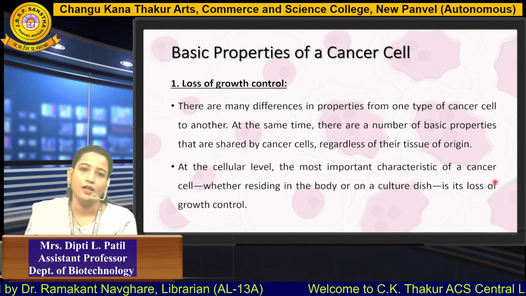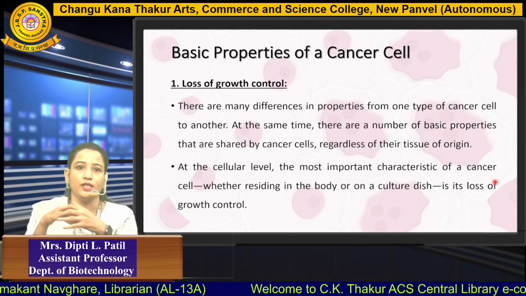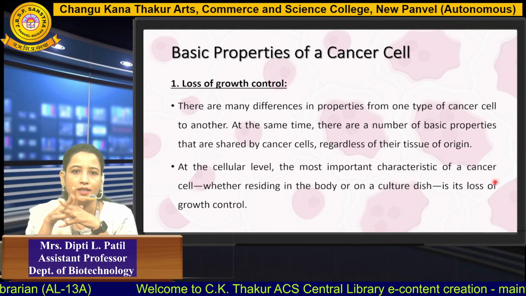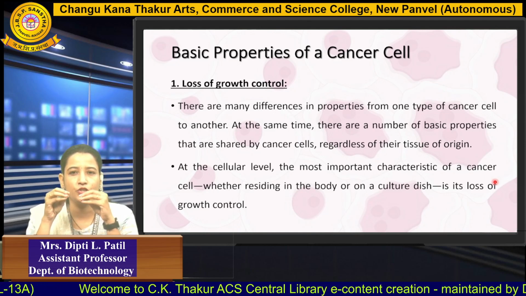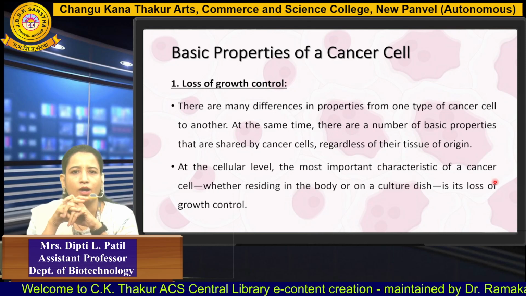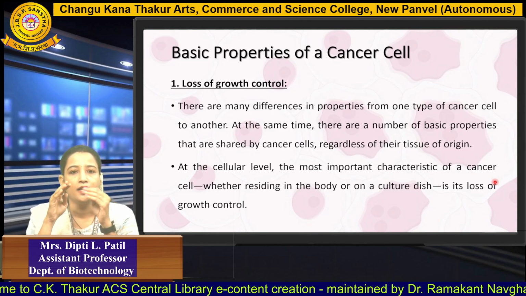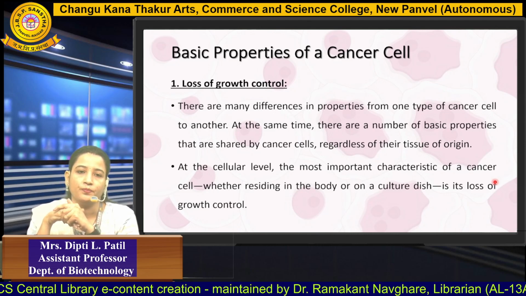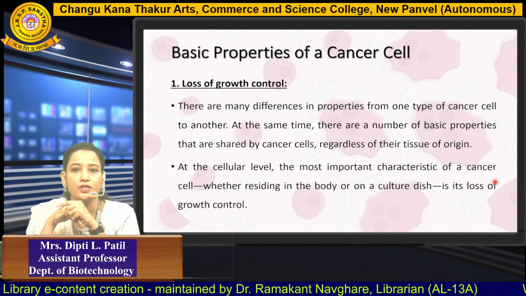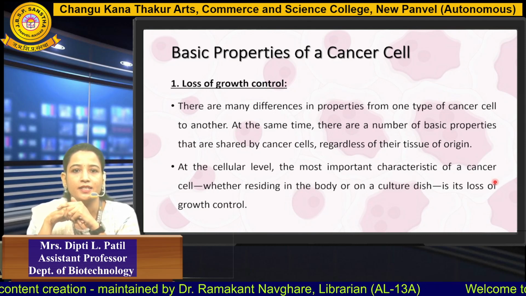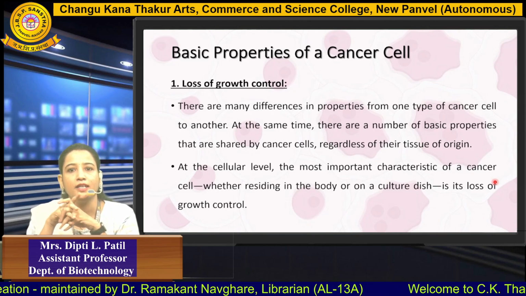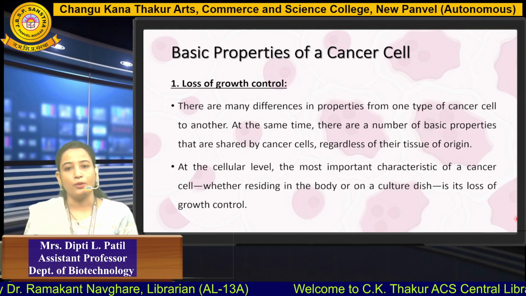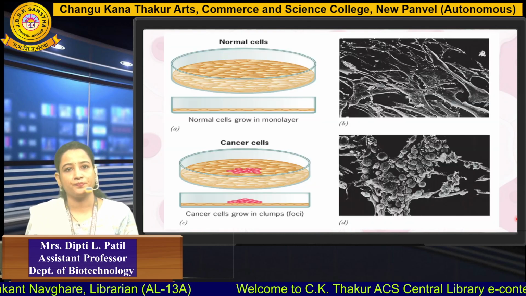The first property is loss of growth control. Actually, there are many differences in properties from one type of cancer cell to another. But if we discuss the general basic properties shared by all types of cancer cells, the first property is loss of growth control. At the cellular level, the most important characteristic of the cancer cell, whether it resides in the body or in a culture dish, is loss of growth control. This is the most important property shown by the cancer cell.